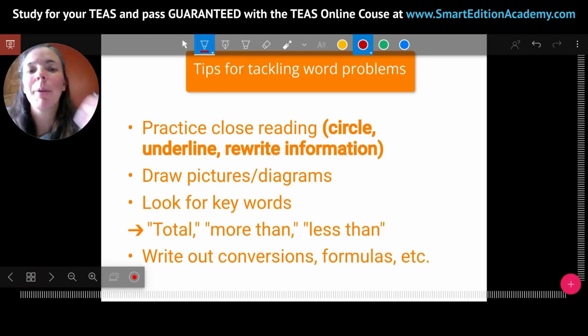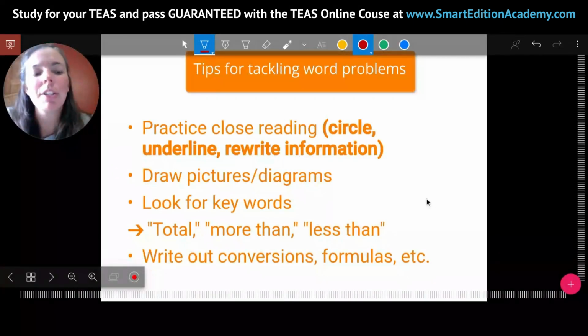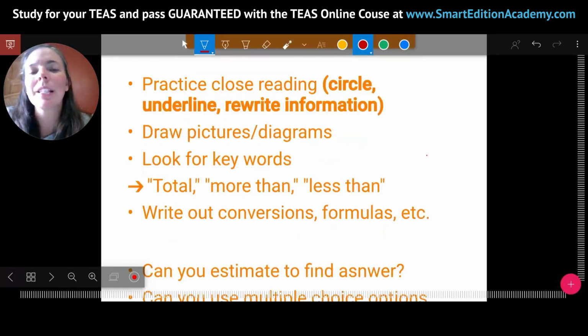Okay, so if we can get some stuff down on paper, we can analyze some of these word problems a little bit more. You also want to just look out for some keywords, total, more than, less than, things that allow you to figure out what operation they're asking you to use. Also, it's helpful to write out conversions and formulas that apply to that problem. So again, you're not just keeping it all in your head. If you know this question is asking you about area of a circle, write down the area of a circle formula so then you can just apply it.